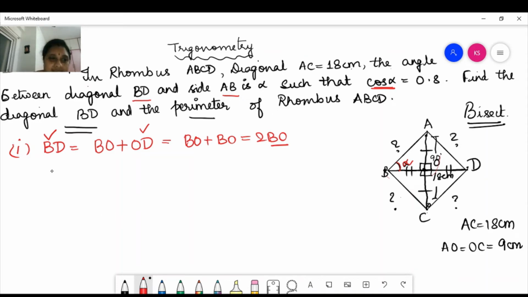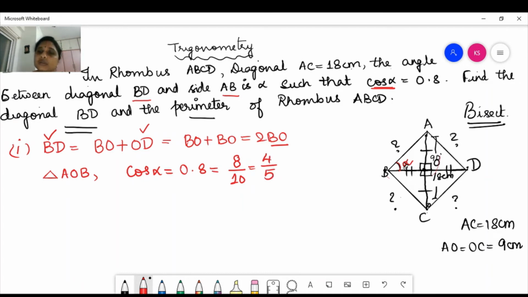Now let's consider triangle AOB. It's a right angle triangle, and we know the cos of alpha, that's given as cos of alpha is equal to 0.8. It is in decimals. Let's convert it into fractions. We can write it as 8 by 10, and this can be simplified and written as 4 by 5.